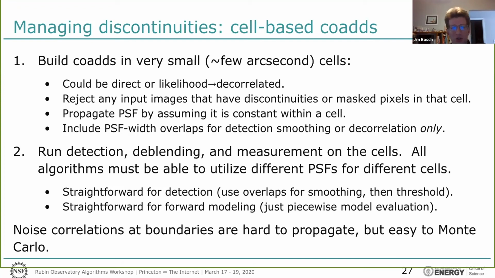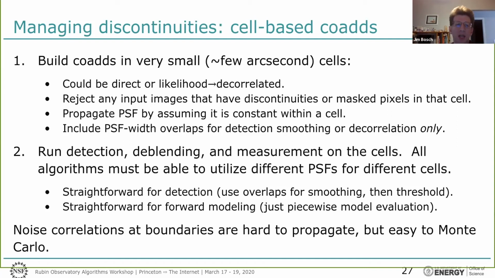If you're doing detection, you can just detect in individual cells in terms of finding above threshold regions and then stitch those above threshold regions together. If you have an algorithm that's based on forward modeling, as I think most of our algorithms are these days, it's just piecewise model evaluation because you know exactly where that piecewise constant PSF changes. There are some tricky things that I don't know how to do, like aperture photometry, but I also suspect that aperture photometry doesn't care deeply about the PSF being discontinuous. And you can probably ignore this for the algorithms that aren't essentially forward modeling algorithms.